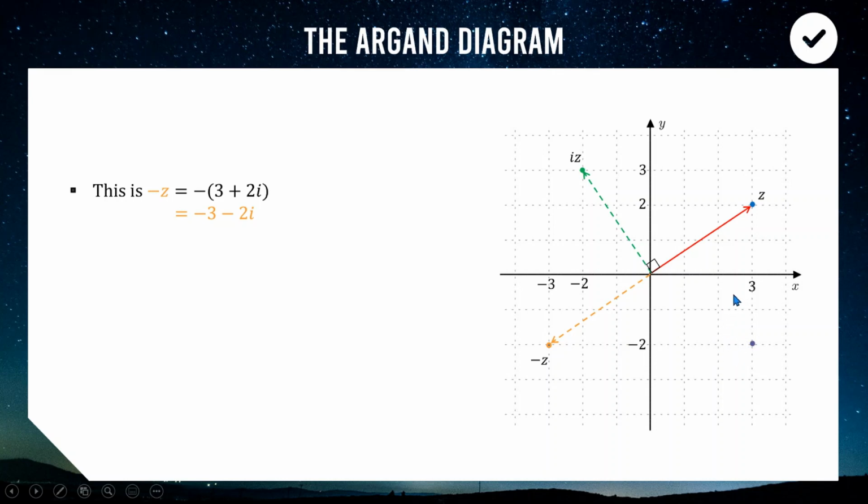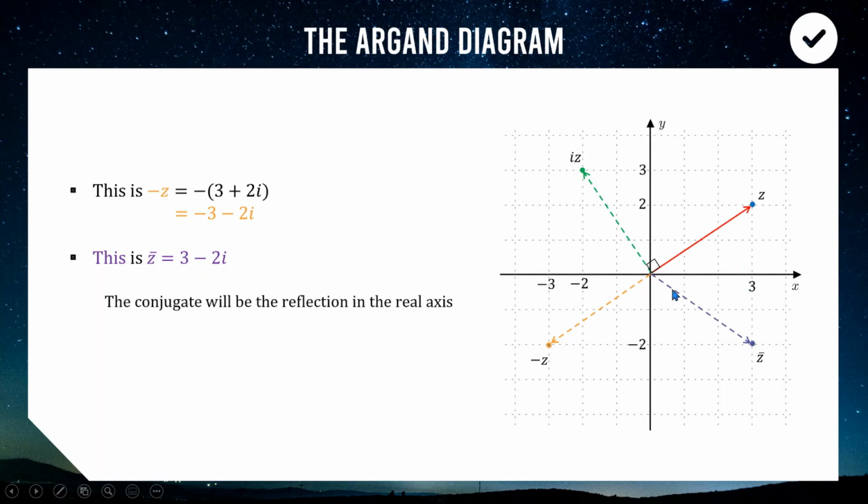Over on the right here, one more point in purple. This is actually the same complex number as z, except the imaginary part has changed from 2 to -2. So this must be the conjugate. So z conjugate, we're changing the 2 to a -2. All this does geometrically is reflect the point across the real axis. So a complex number and its conjugate will be reflections across the real axis.